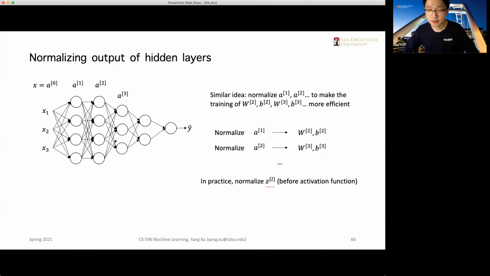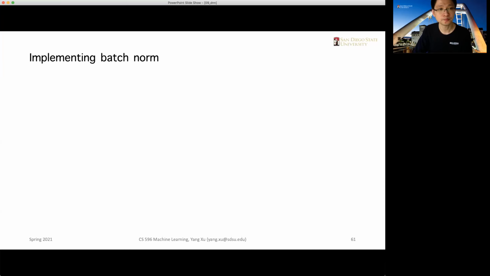And in practice, what we usually do is normalize the Z's before the activation function, rather than directly normalizing the activations. It's called batch norm, and let's look at how batch norm is implemented.